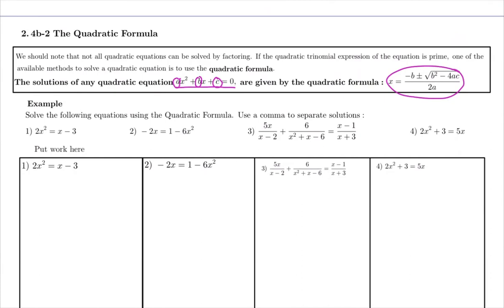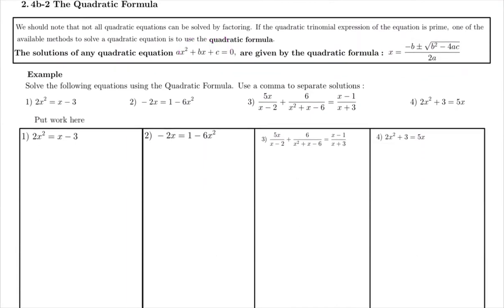Now, the quadratic formula is negative B, B being the coefficient of the linear term, plus or minus the square root of B squared minus 4AC, over 2A. Now that we have the formula, all we need to do when we have an example is first put the equation in standard form, identify A, B, C, plug them into the formula, and simplify. So let's go ahead and practice with these examples.